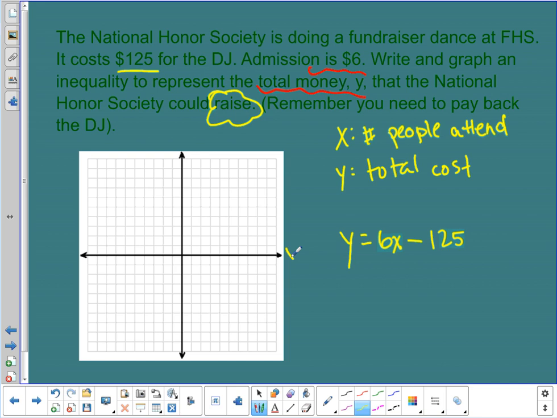Okay, a negative y-intercept. So let's label our axes. X is going to be the number of people, and Y is going to be the cost, or not cost, I should say the total money raised. I didn't mean to put cost over here. I should have put total money raised. That's really what I wanted.